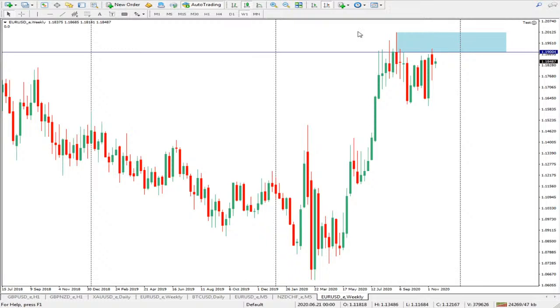You can see it was a resistance previously. It's still being used as a resistance, and unless a candle opens below it and closes above this zone, this remains to be a good place to look for a sell from. It remains to be an ideal place where we want to look for a sell from.